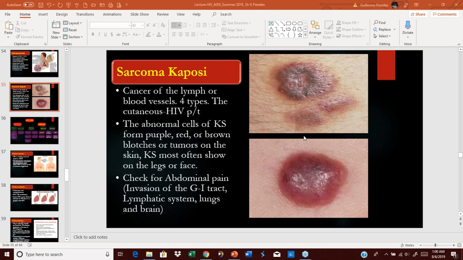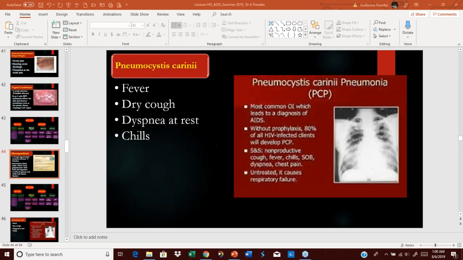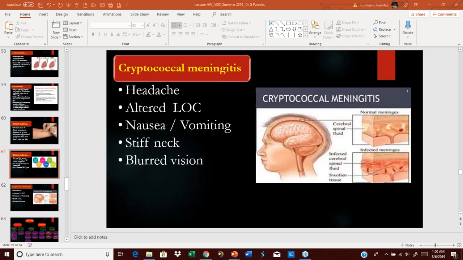So to make a diagnosis of HIV, you need to know that we have ELISA 1. If the ELISA 1 is positive, you need to have ELISA 2 that is positive to confirm the ELISA 1, and at the end you're going to have the definitive diagnosis with the Western blot.